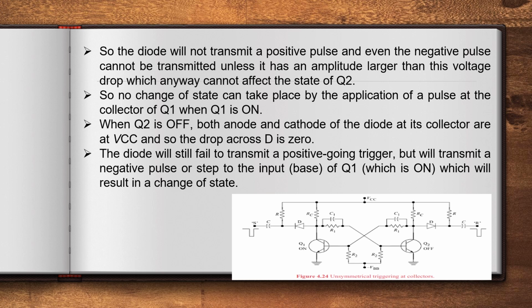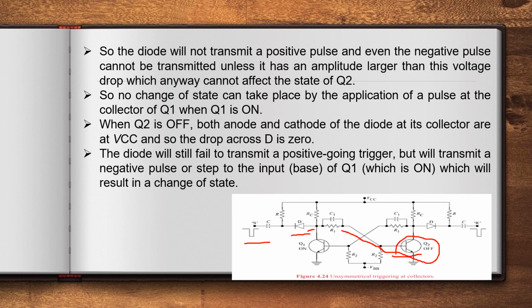So what happens when this diode is reverse biased? It will not transmit a positive pulse, and even if you apply a negative pulse, it cannot be transmitted unless it has higher amplitude than this voltage drop. So anyway, it cannot affect the state of transistor Q2. Even if you apply a positive pulse or a negative pulse, it cannot affect the state of transistor Q2. So no change of state can take place by the application of a pulse at the collector of Q1 when Q1 is on.